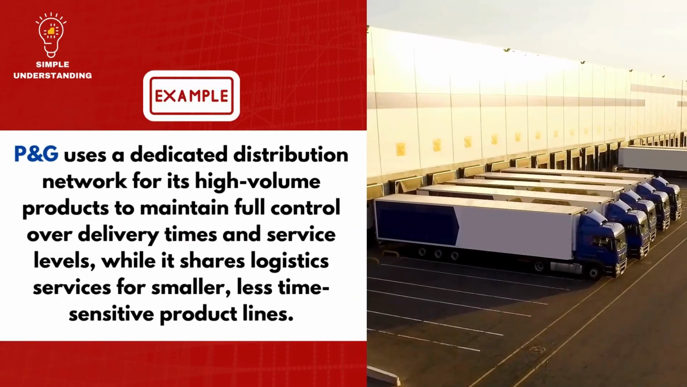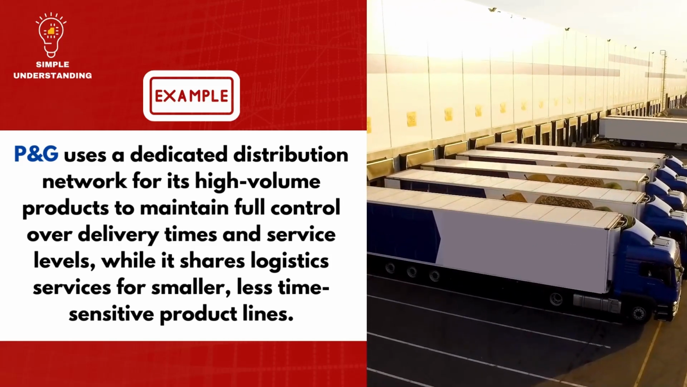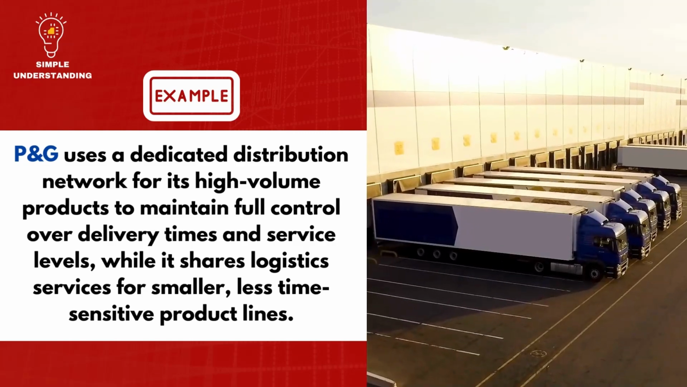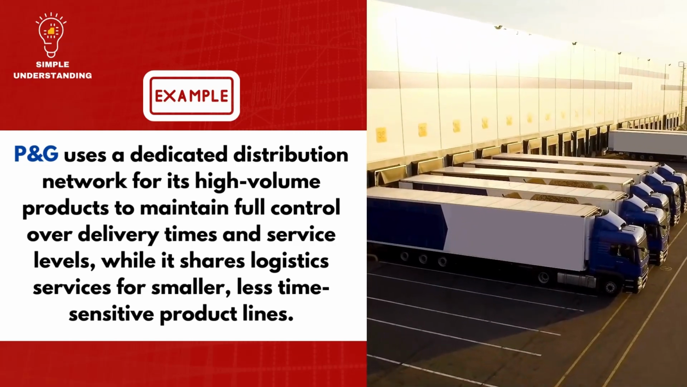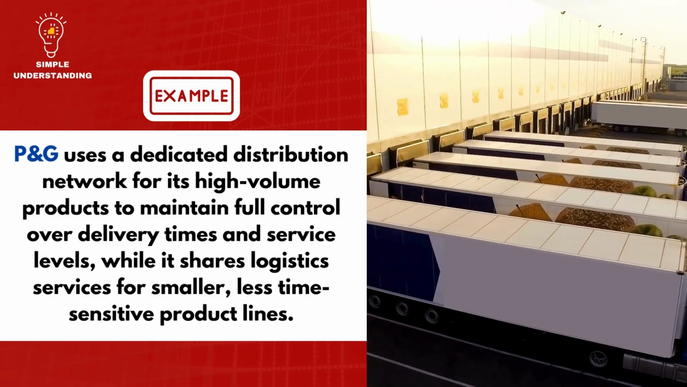Real company example. P&G uses a dedicated distribution network for its high-volume products to maintain full control over delivery times and service levels, while it shares logistics services for smaller, less time-sensitive product lines.